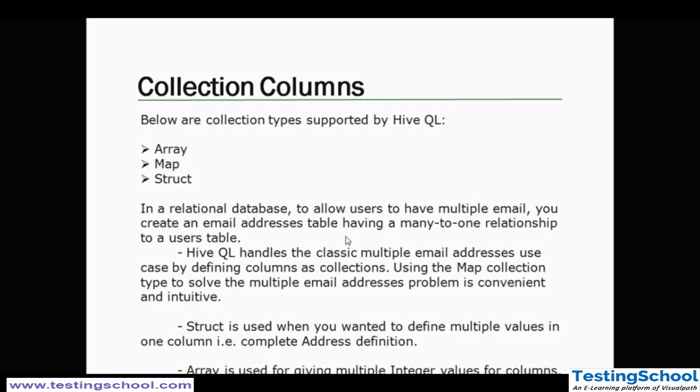And array is just like an array, you can have multiple integer values in one column, just like age, salary, or any other integer value you wanted to store in one column, let's say comma separated or any kind of separation you wanted, but you wanted to store multiple values. That's why array is available. So we have these three types of collection available in Hive. Let's see how we can implement these collections in our Hive queries.